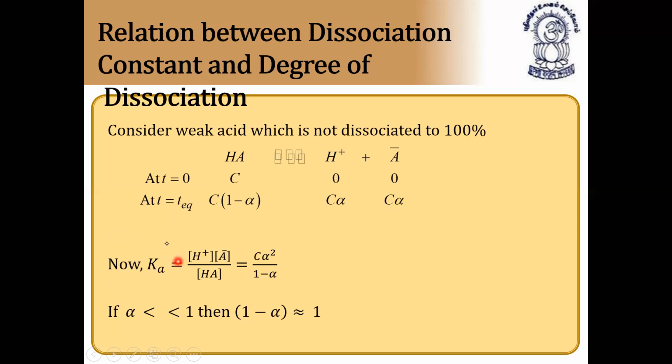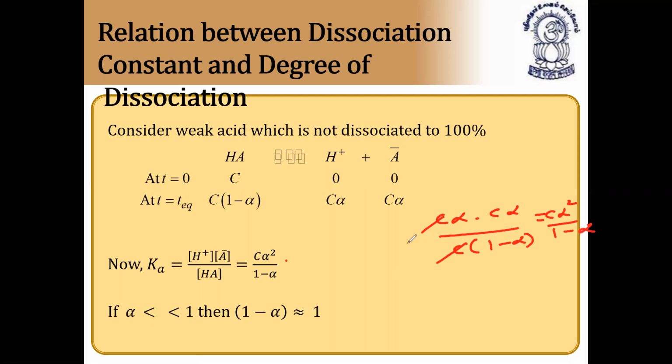So now Ka is equal to concentration of H plus into concentration of A minus, that is product, by concentration of reactant, that is concentration of HA. So which is equal to C alpha into C alpha, that is C alpha square, by C into (1 minus alpha). The C and C get cancelled. So finally, you will get C alpha square by (1 minus alpha). You can see this step simply: C alpha into C alpha by C into (1 minus alpha). So this C will get cancelled, and this becomes C alpha square by (1 minus alpha).